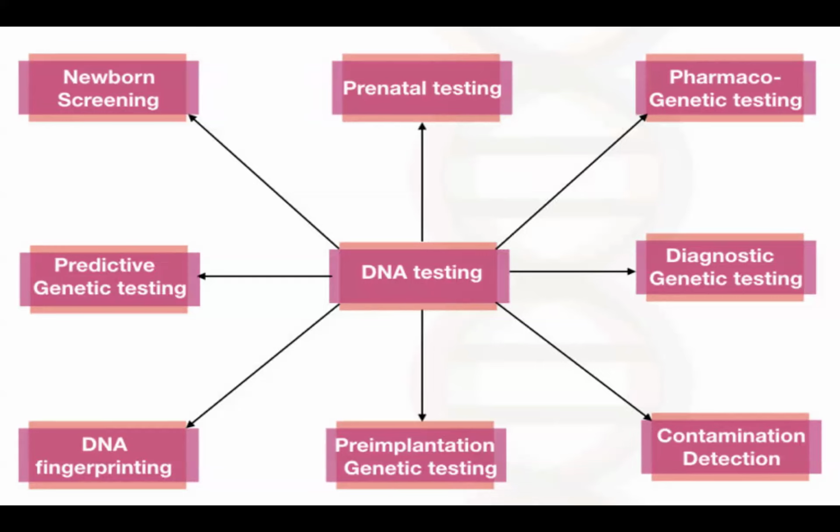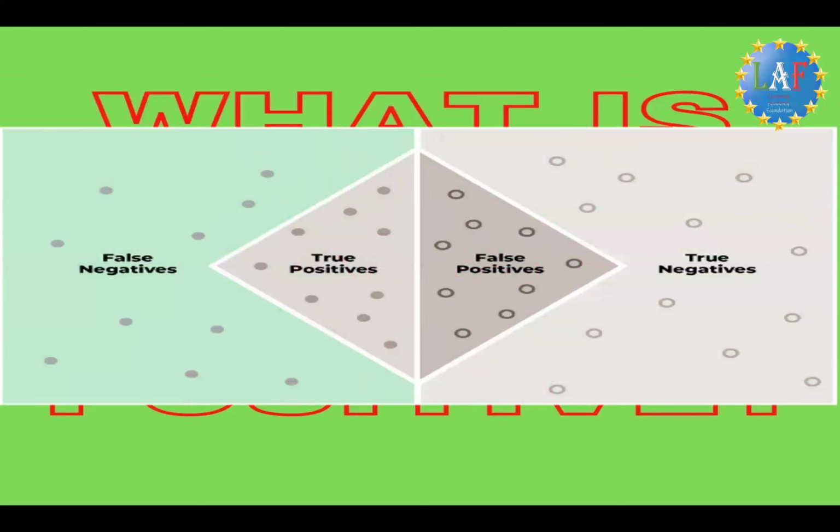Powerful, why? Because DNA testing can be used for prenatal testing, pharmacogenetic testing, diagnostic genetic testing, contamination detection, pre-implementation genetic testing, DNA fingerprinting, predictive genetic testing, and newborn screening. What are the limitations? What is a false positive? The limitations are that they can give false positives, which may suggest a condition that isn't present, or false negatives that may miss a real issue. Okay, or the results can be true positives and true negatives.